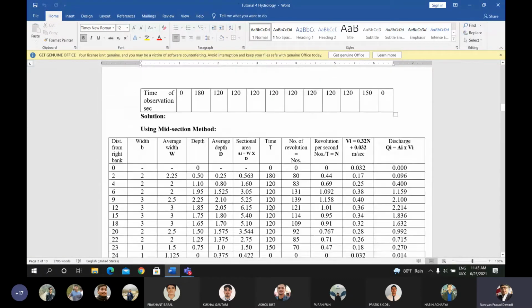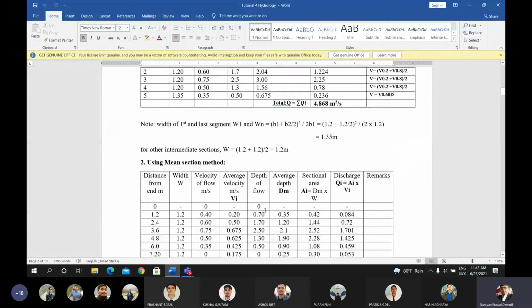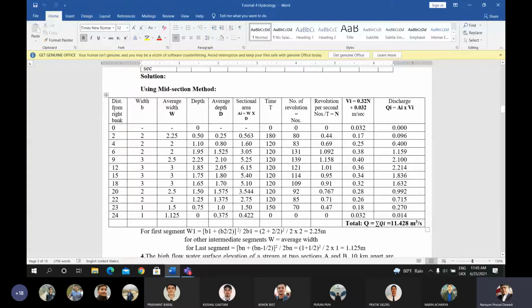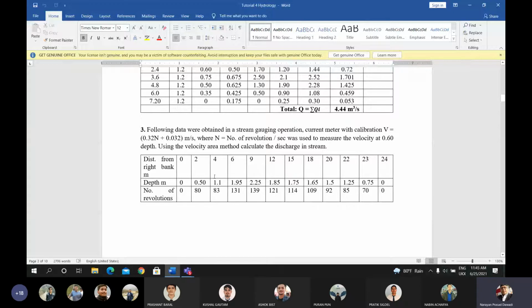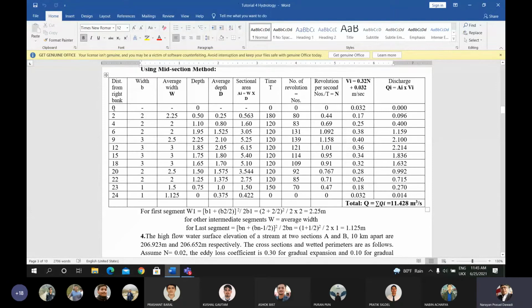Okay. Now using the mid-section area method, I have done this numerical for measuring the discharge of the flow. Now the distance from the right bank, 0 to 24, is given in the question. The width of the segment will be 2 minus 0, 2 meter, 4 minus 2, 2 meter, 6 minus 4, 2 meter, 9 minus 6, 3 meter, 12 minus 9, 3 meter. In this way you can find the width of the flow as b.